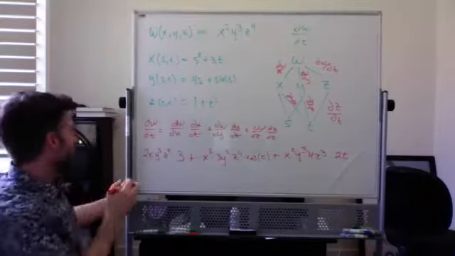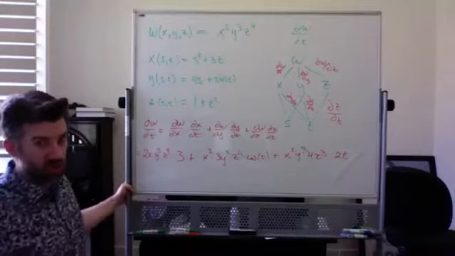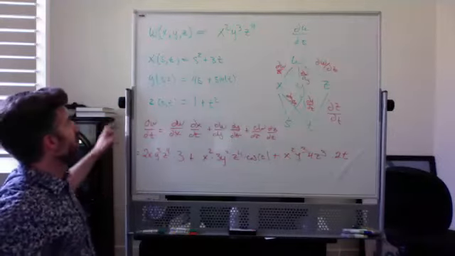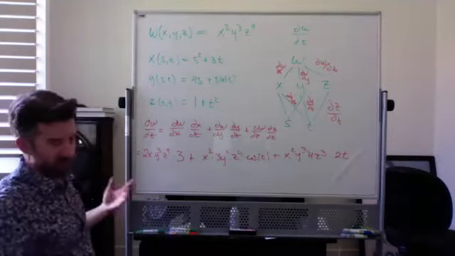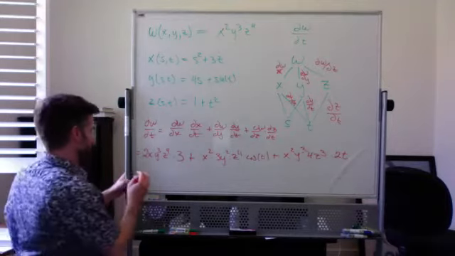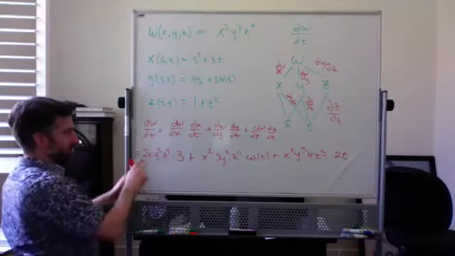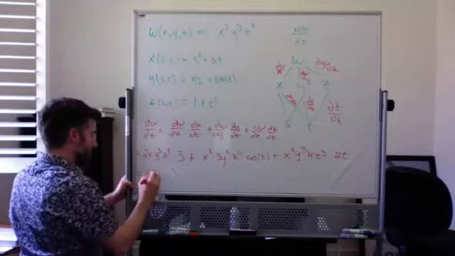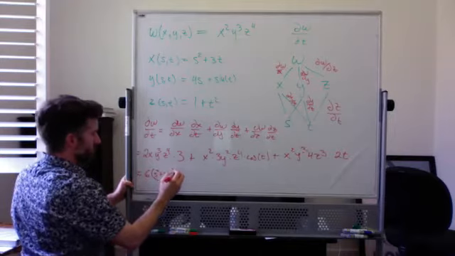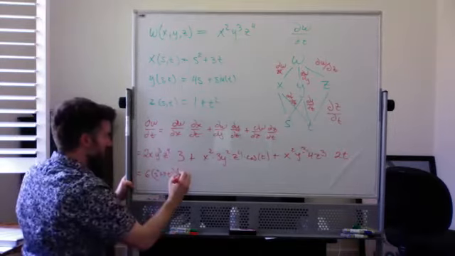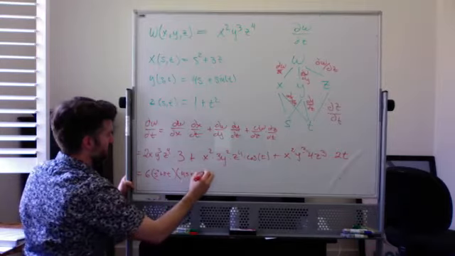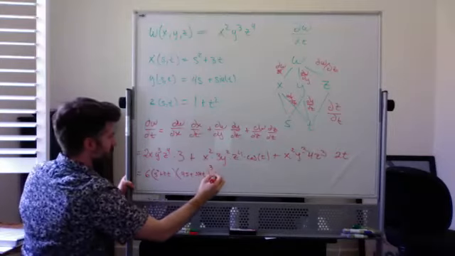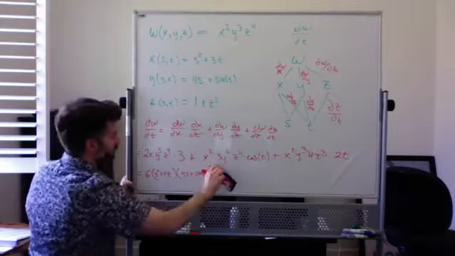So the only thing we would need to do next would be to plug in what x, y, and z were in terms of s and t, which is kind of gross, right? I'm going to do the first part and then probably stop. This would be 2 times 3, that's going to be 6 times x, which is s squared plus 3t, times y cubed, which is 4s plus sine of t, cubed, times z to the fourth, and z is 1 plus t squared.